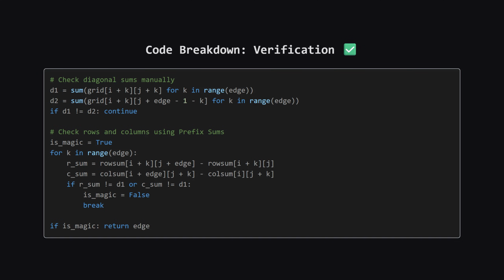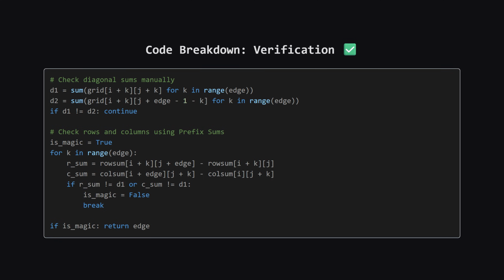Inside the loop, we check the magic. First we calculate the 2 diagonal sums, d1 and d2. We do this with a simple loop. Since there are only 2 diagonals, we don't need prefix sums here. If the diagonals don't match, we skip this square immediately. If they do match, we assume they set the target sum.